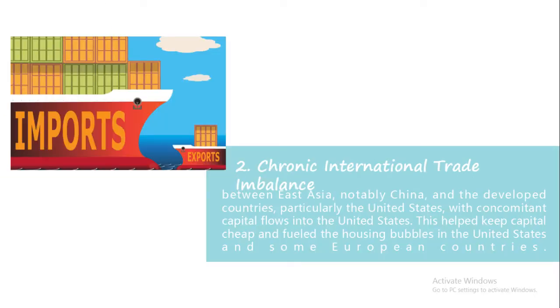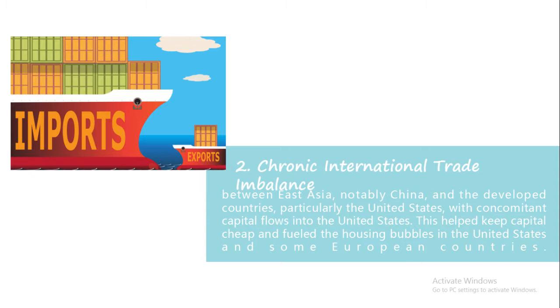The second major factor in the crisis was the chronic international trade imbalances between East Asia, notably China, and the developed countries, particularly the United States, with concomitant capital flows into the United States. A trade deficit is an economic measure of international trade in which a country's imports exceed exports. A trade deficit represents an outflow of domestic currency to foreign markets. It is also referred to as a negative balance of trade. Trade deficit equals total value of imports minus total value of exports.